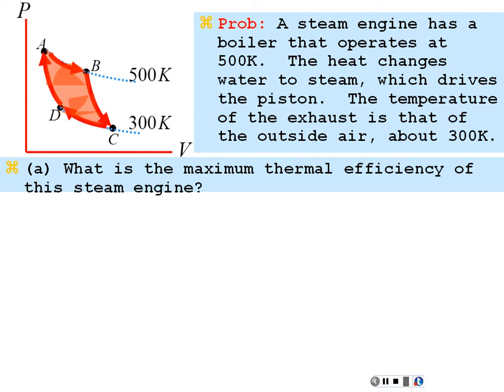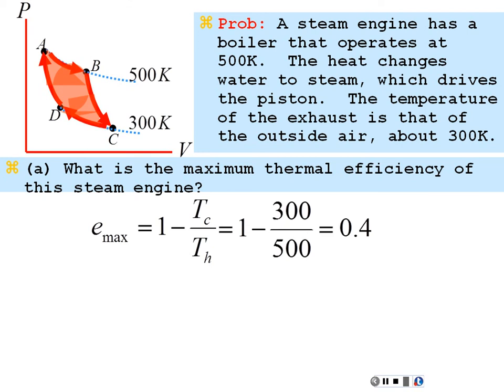We have a hot reservoir and a cold reservoir. And our maximum efficiency is the Carnot efficiency, 1 minus the cold temperature over the hot temperature. 1 minus 300 Kelvin over 500 Kelvin is 1 minus 0.6 or 0.4. The maximum thermal efficiency of this engine is 40%.